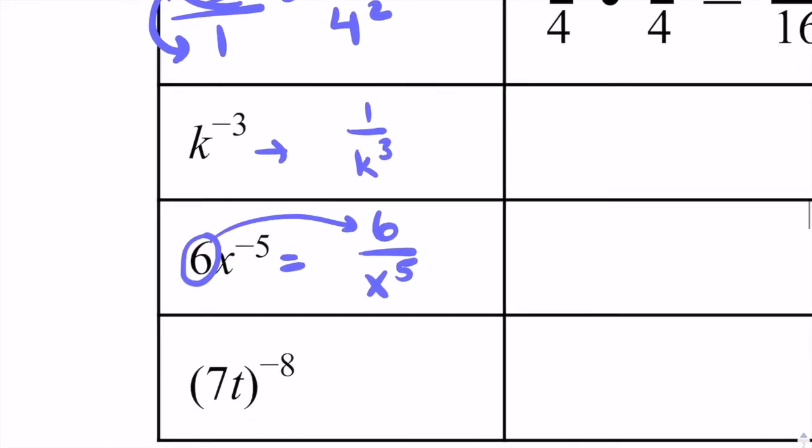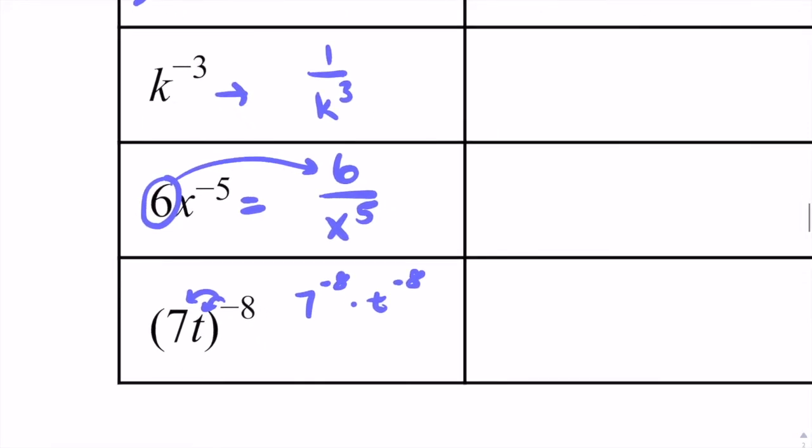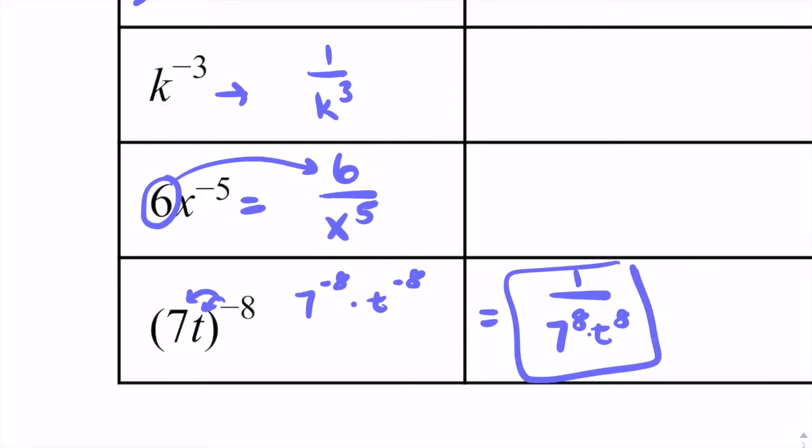So how is this different than this example right here? Notice I have 7t to the negative 8. According to my power of a product rule, which we learned earlier, this negative 8 I distribute to both terms inside. So I have 7 to the negative 8 times t to the negative 8. Right, I have negative exponents, so those are red flags. How do I make them positive? You move them to the bottom. So I have 7 to the 8 times t to the 8. And now my expression is complete.